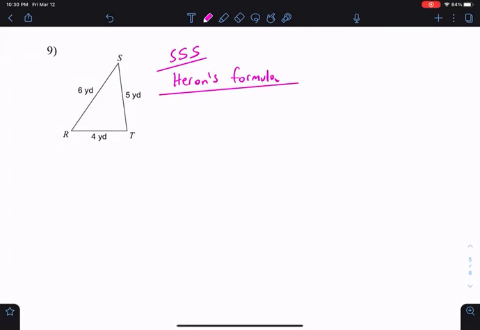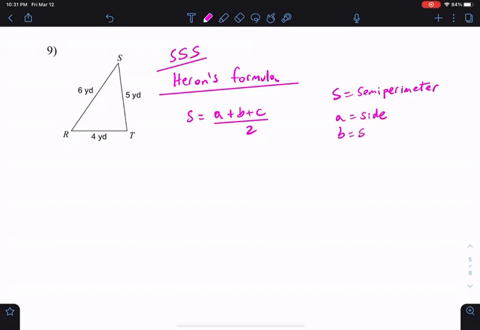You just compute Heron's formula, which is the semi-perimeter S equals A plus B plus C divided by 2. S is called the semi-perimeter. Those letters don't exactly match the ones that you have in this particular triangle, but A, B, and C are just sides. A is a side of the triangle, B is also a side, and C is also a side. So you have to keep that in mind. This is not a big deal. The only thing you need to do is substitute what you have.